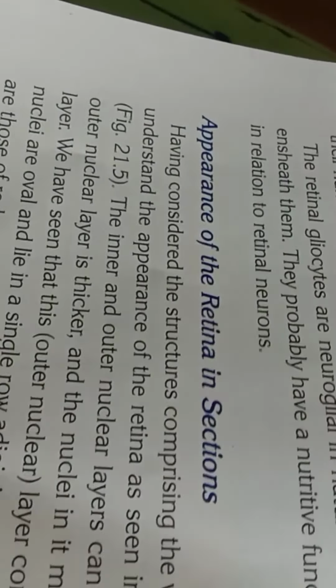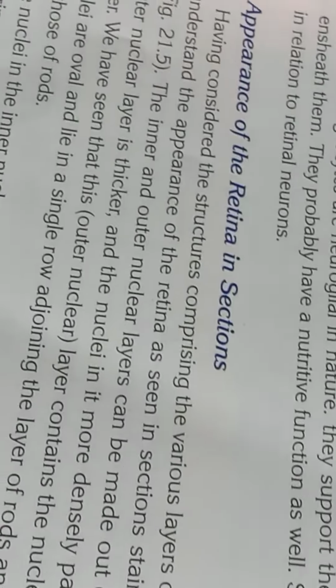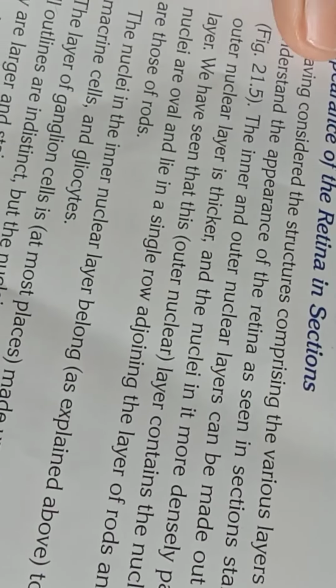And next, the retinal gliocytes are neuroglia in nature. They support the neurons of the retina and ensheath them. So they probably have a nutritive as well as supportive function, and some astrocytes are also present in relation to our retinal neurons. So this is just about them and the appearance of the retina in sections.